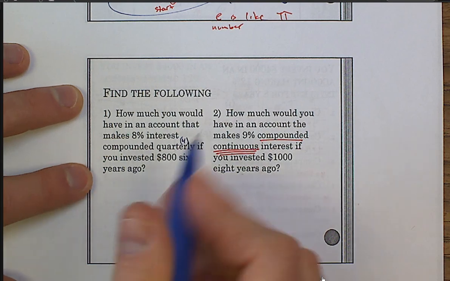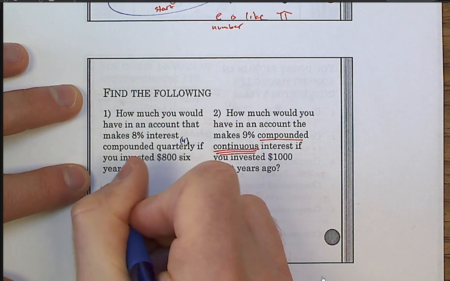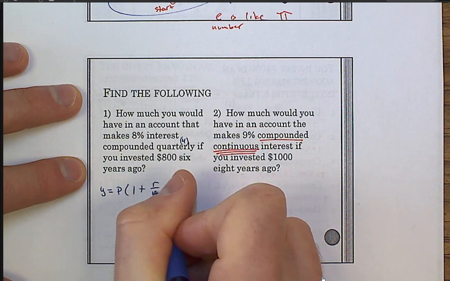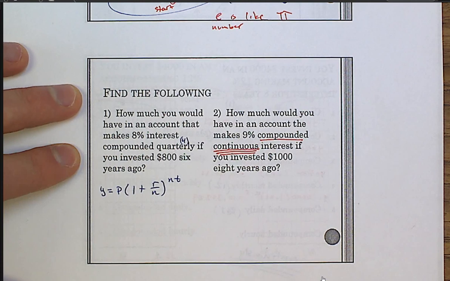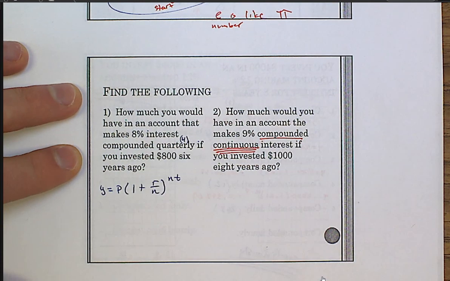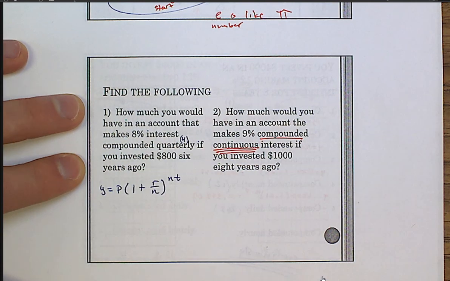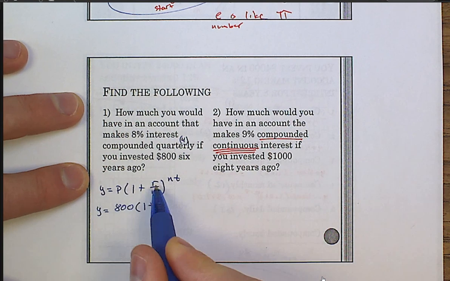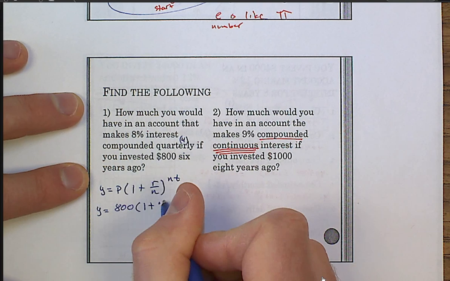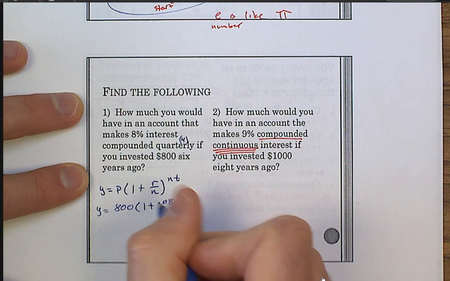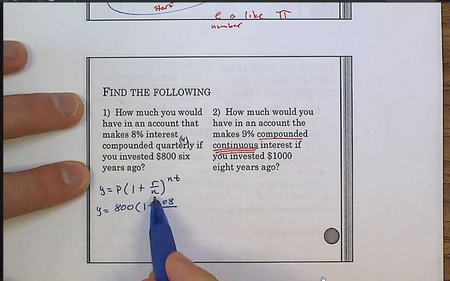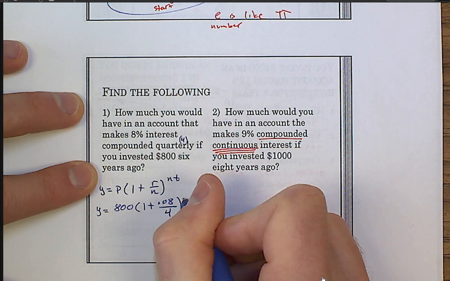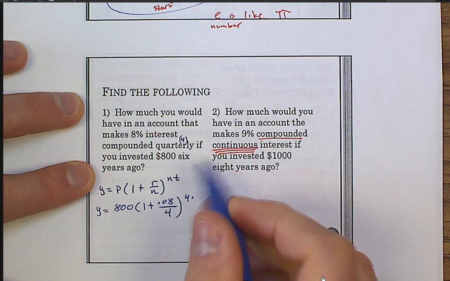So if we use our formula, so y equals P(1 plus R over N) to the N times T, let's plug it in. If you can do this like we did on the very first part of the notes, go for it. So it's y equals, my principal is $800. It's 1 plus my rate, my interest rate is 0.08, that's 8% as a decimal. It's compounded quarterly, so remember N means how many times it's compounded, and it's 4 times the time 6 years ago, which would be 6. So what do you get?